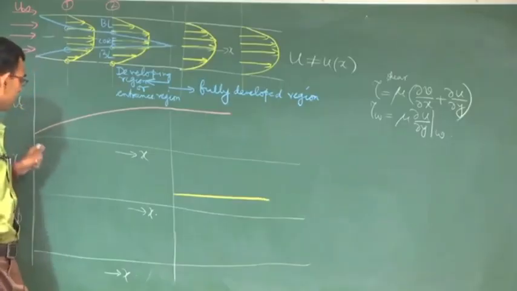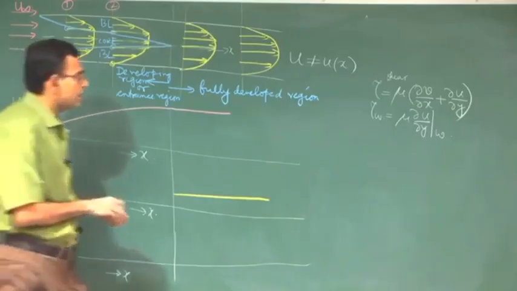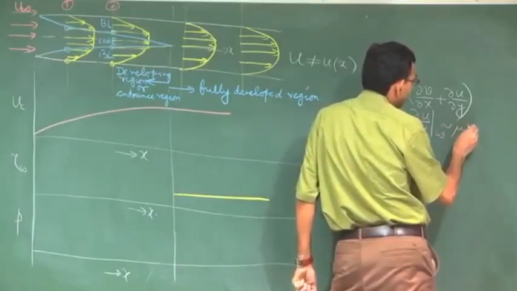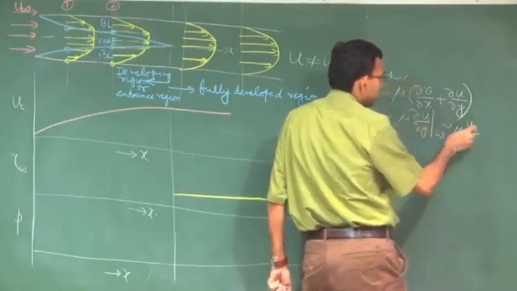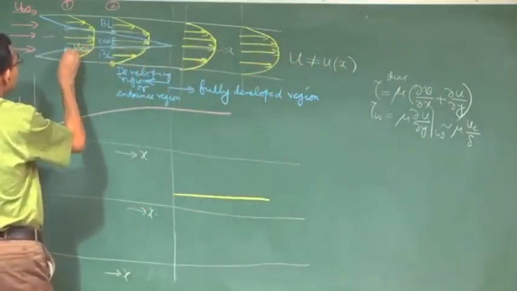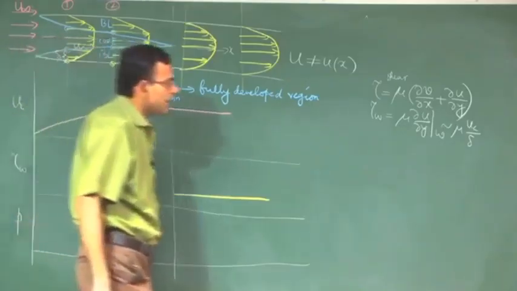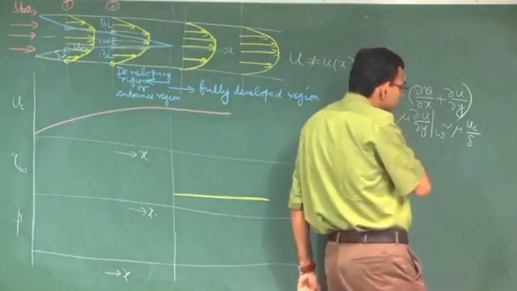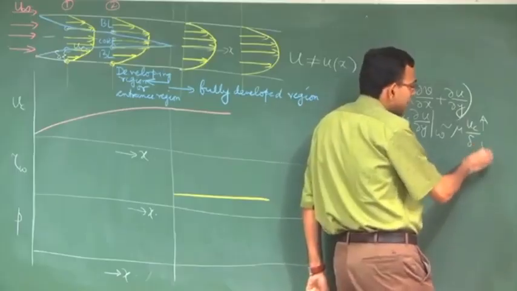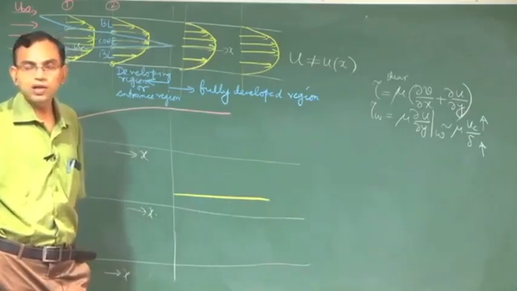But the question is, what is the wall shear stress in the developing region? So, the wall shear stress is of the order of mu into UC by delta, where UC is the core velocity and delta is the boundary layer thickness. So, this is UC and this is delta. The interesting part of this is that as you move along the entrance region, UC increases, we have just seen that, and delta also increases. So, how do you know their ratio, whether it will increase or decrease?